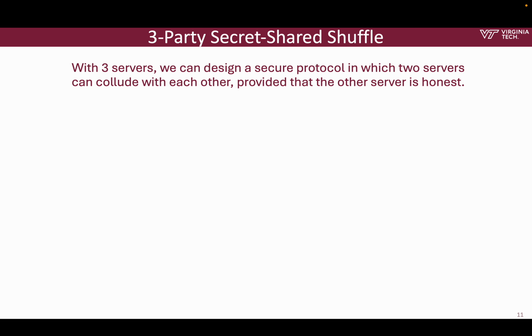With 2 servers, we can only allow at most one of them to be corrupted. Therefore, we propose a 3-party secret share shuffle protocol that allows 2 servers to collude with each other, provided that the other server is honest.